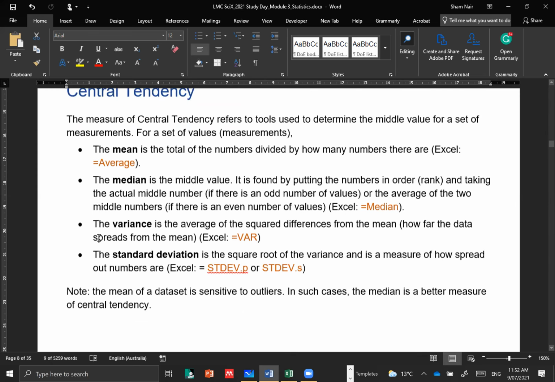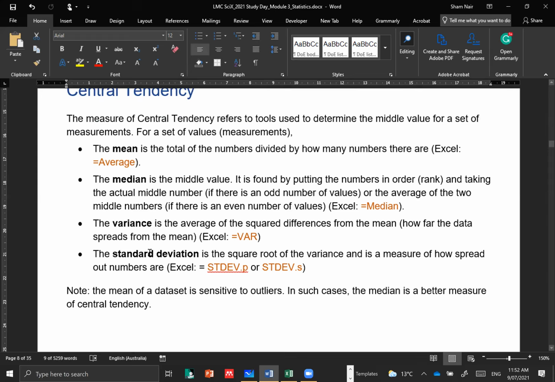And then we have two other measures here, variance and standard deviation. They are both used to indicate how far the data spreads from that center, from the mean or the median. And again, here are the Excel formulas that we use.